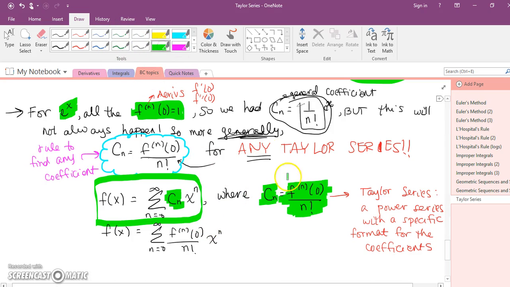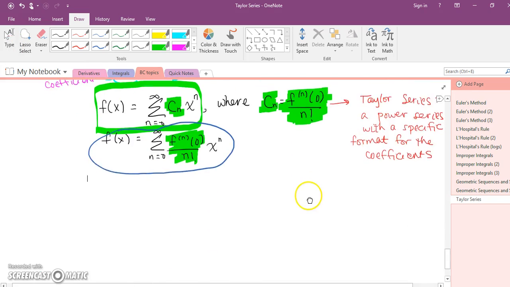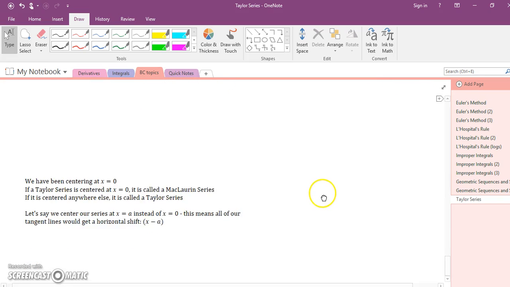If you want to go ahead and put c sub n where c sub n is right here, then you can condense it into one form. So this is how we write a polynomial Taylor series for any function. Okay? Now let's go ahead and do this for another one.